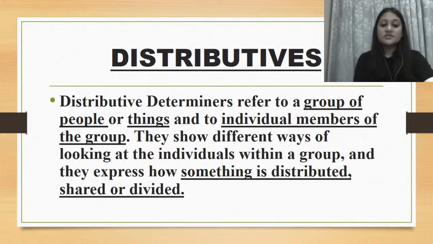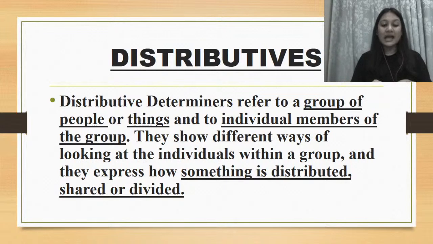Clear? Now, distributive determiners refer to a group of people or things and to individual members of the group. They show different ways of looking at the individuals within a group, and they express how something is distributed, shared, or divided. Let's just read it again. Distributive determiners refer to a group of people or things, and to individual members of the group. So either we are talking about the whole group or we are talking about one individual member of that particular group.